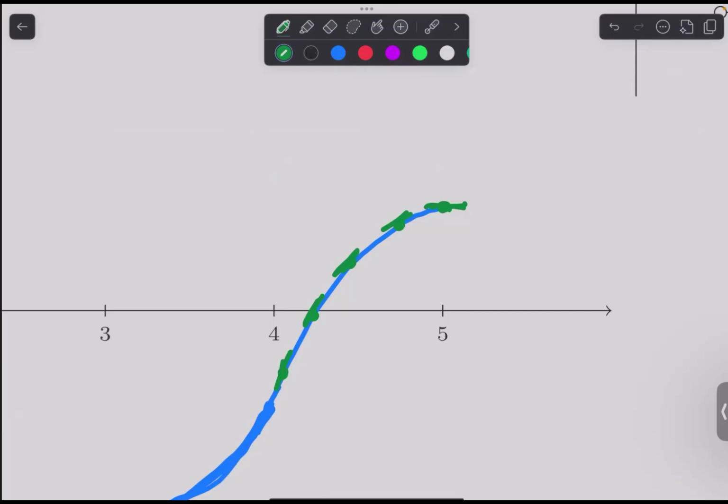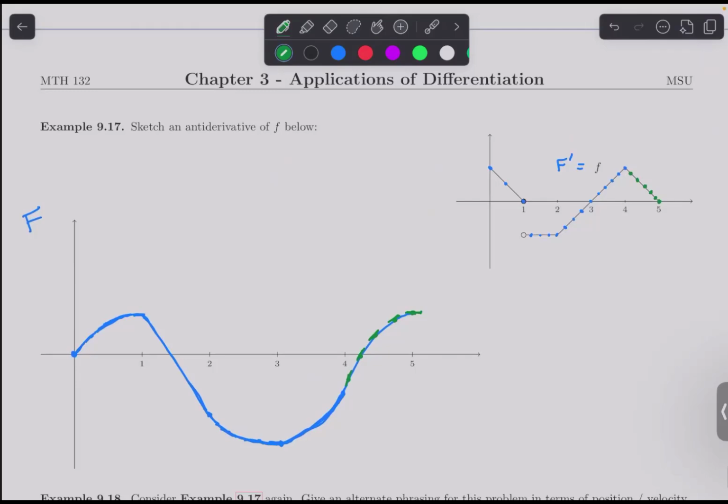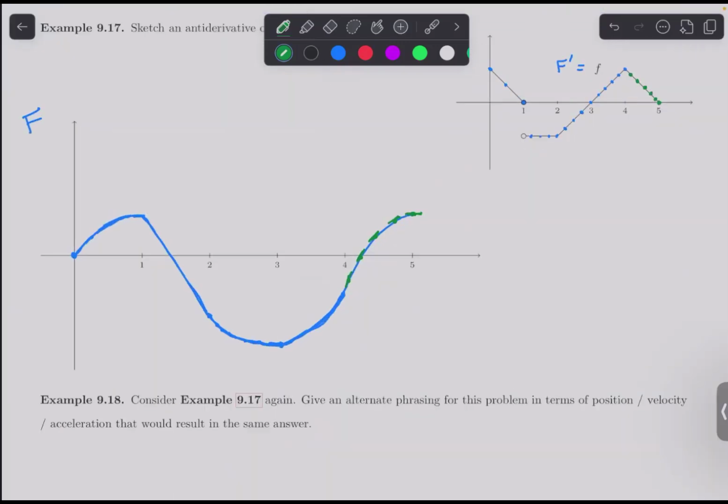So again, the big thing here is when we have a function and we're trying to graph its antiderivative, we really consider that function to be the derivative of our antiderivative. And so we need to think of this as slope. And when we think about it as slope and try to graph these slopes, we get a function that looks like this. So let me go ahead and erase these little green tangent lines, but this is how I would graph a function like this.